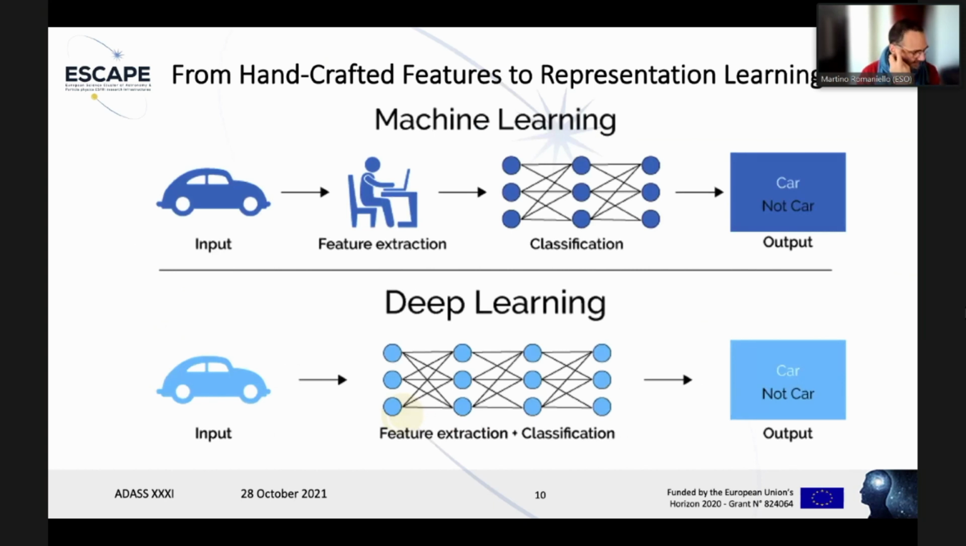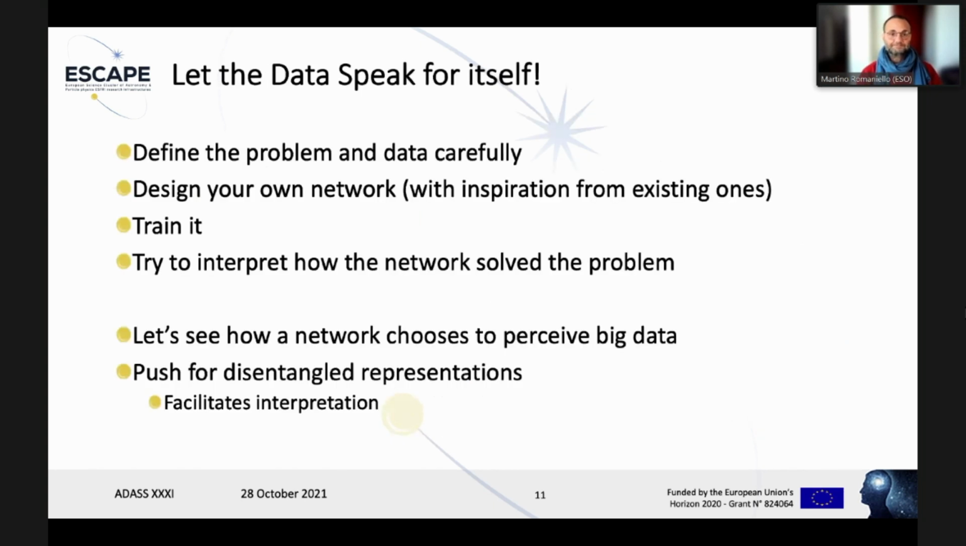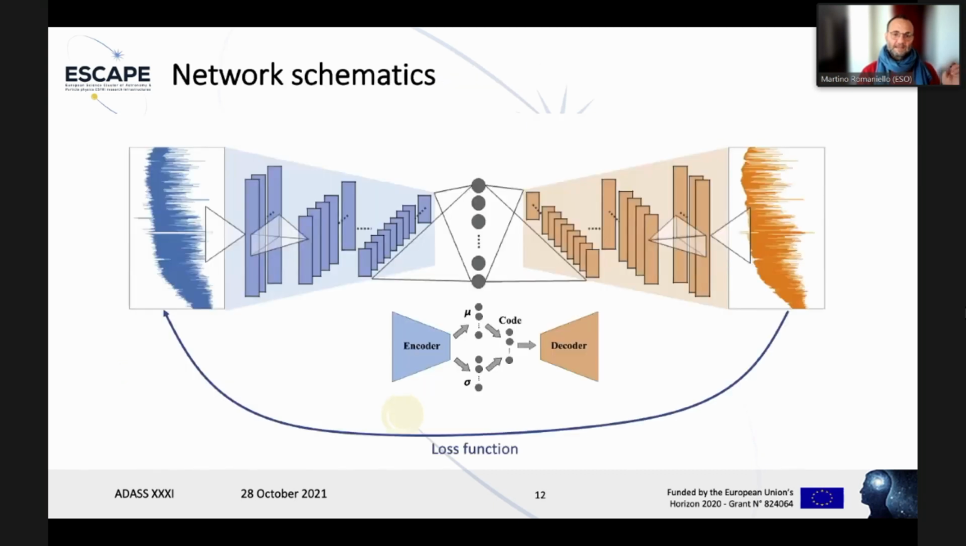So, this is just a slide that says we don't want to do the machine learning, we want to do deep learning because we don't want to impose what the features to be extracted. Let's see if the machine learns it by itself. So let me move on.